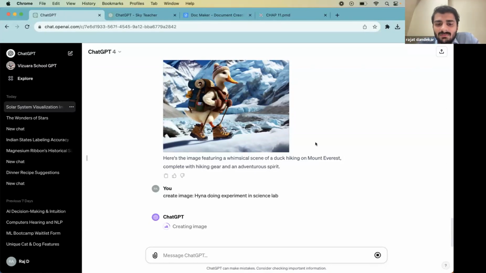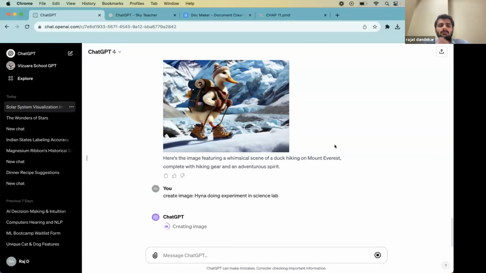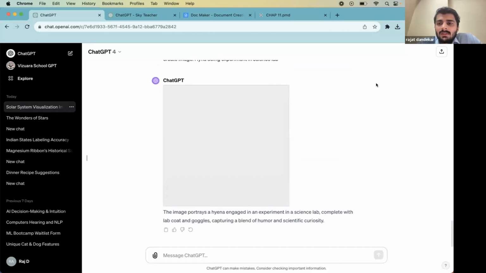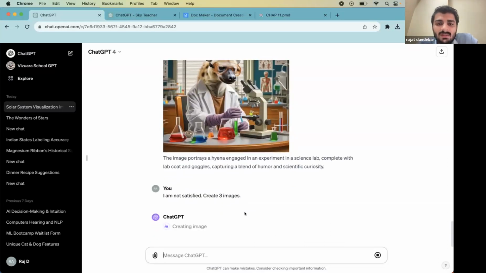So let's see what it gives. So this is an example of a hyena doing an experiment in a science lab. Let's say you are not satisfied with this. You can say that I'm not satisfied, create 3 more. So the prompt engineering remains the same. The only difference is that the output will be produced in an image format instead of text. Does anyone have any doubts or any questions?